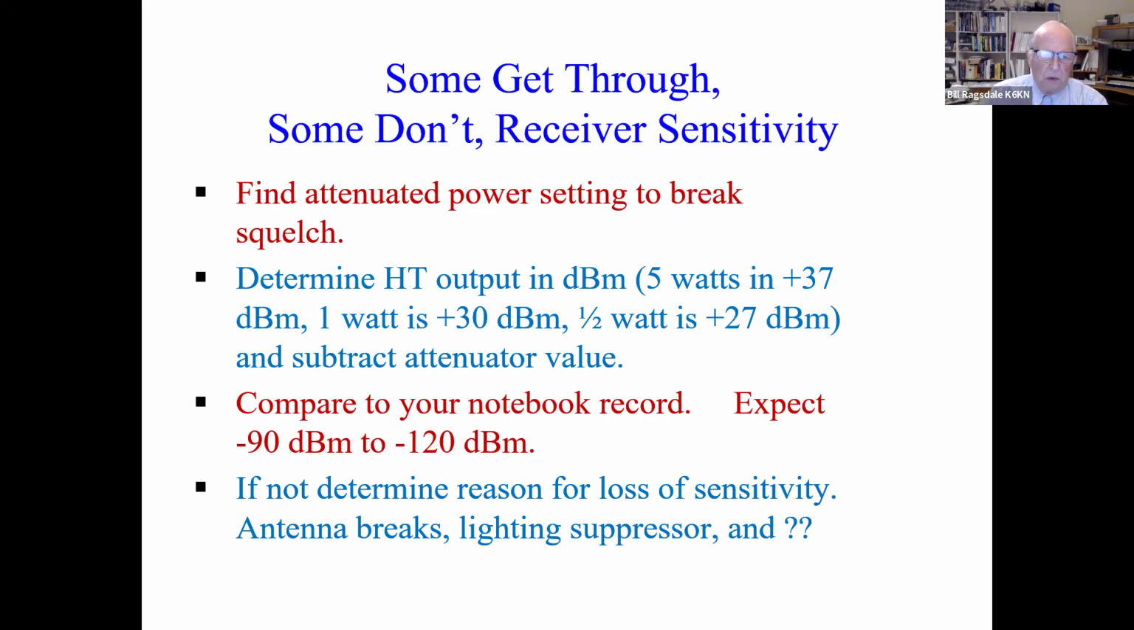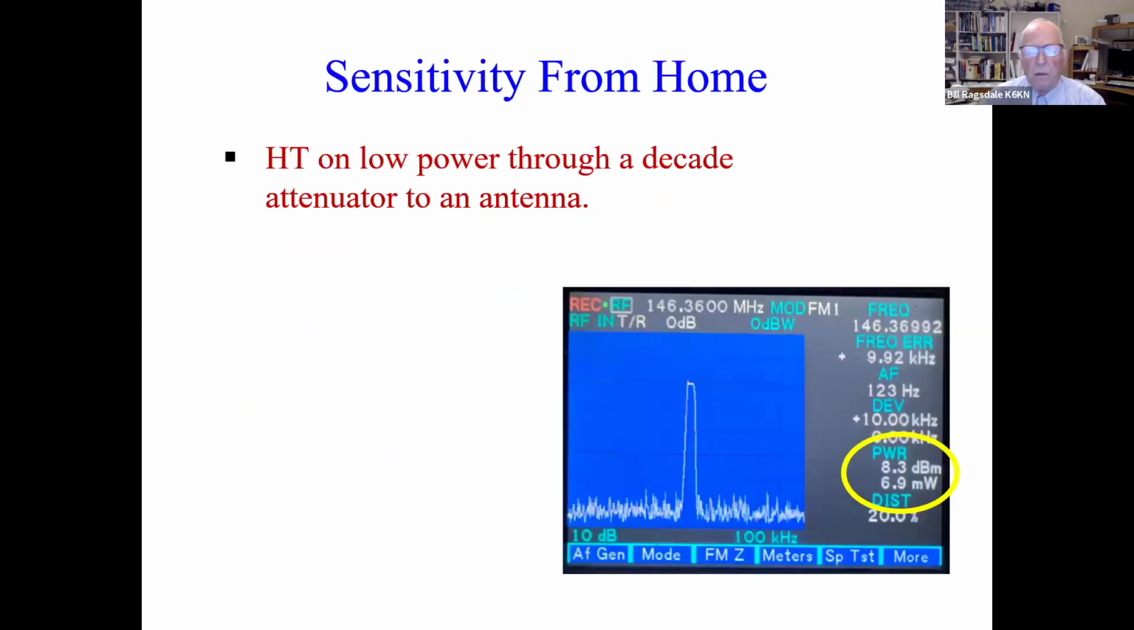And then the loss of sensitivity can be due to external factors such as antenna breaks, lightning suppressor, and so on, but it also could be a change in the repeater itself. So you would then go back into those other diagnostic methods that we went through for external antenna testing.